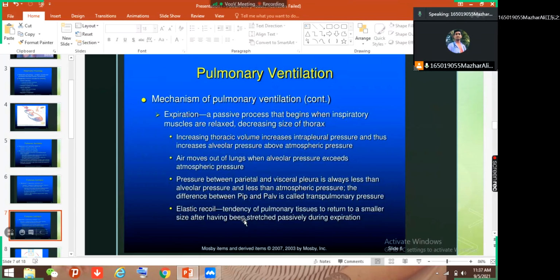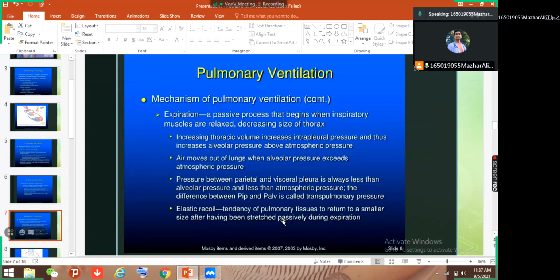Elastic recoil is the tendency of pulmonary tissue to return to a smaller size after having been stretched passively during expiration. There is elastic tissue outside the alveoli that stretches when you inspire, and when expiration happens, that elastic tissue relaxes. Your ribs, your costal cartilage, and your muscles also act as elastic recoil.